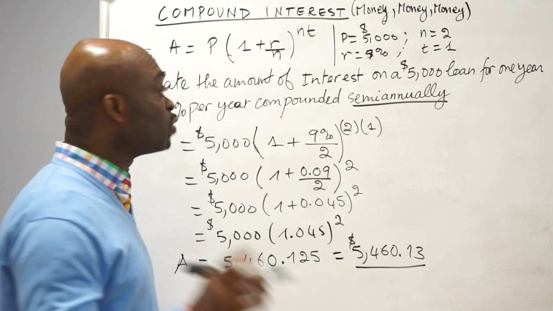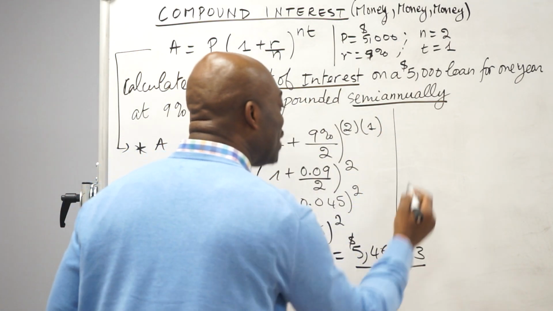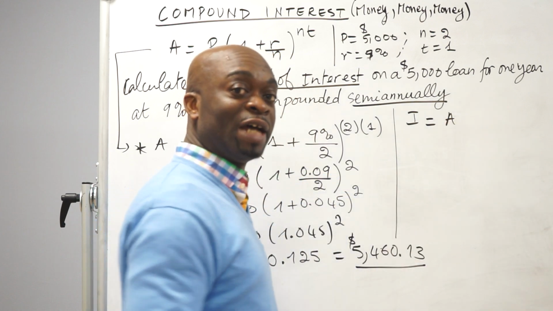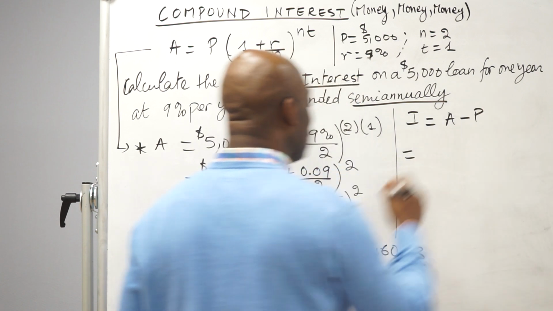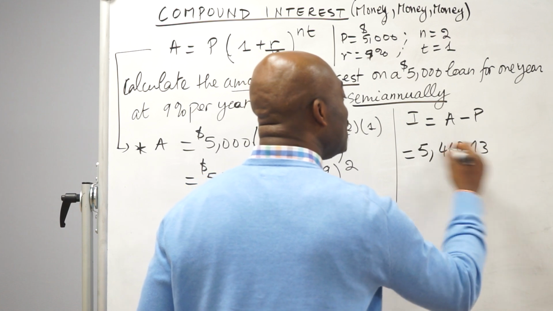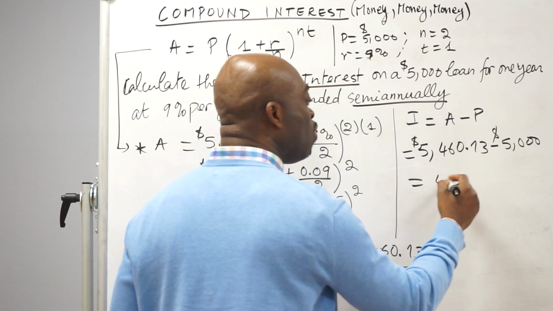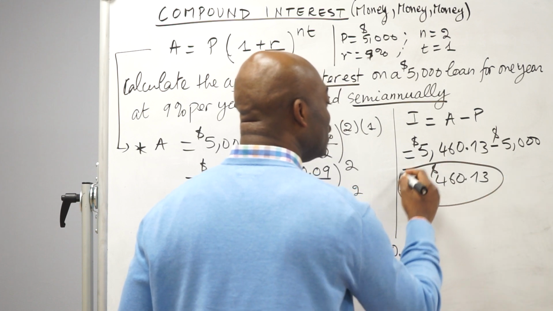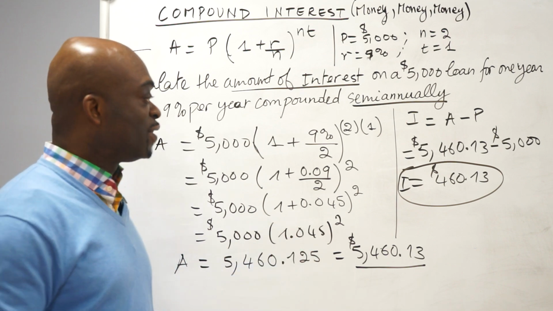But that's not our final answer, because we're looking for the amount of interest. Don't forget about that. So the interest is equal to the amount we just found, which is your future value that you're going to pay back because we borrowed money, minus the principal. So $5,460.13 minus $5,000. We end up with $460.13. That is the interest that you paid after borrowing $5,000.